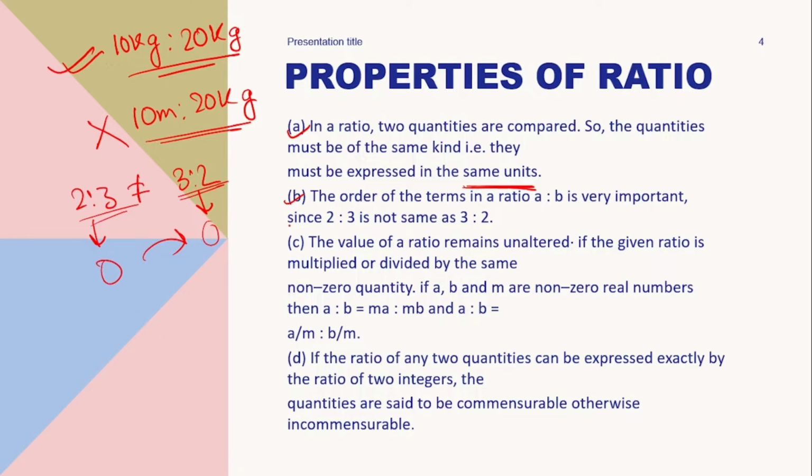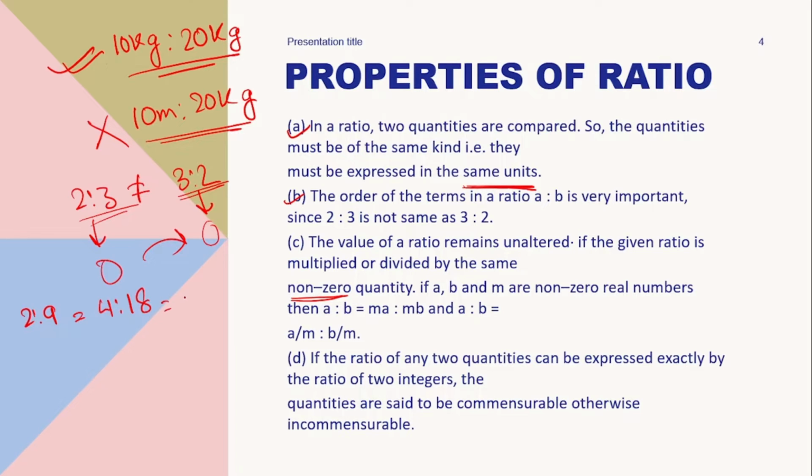Mind it. Then point C says that the value of a ratio remains unaltered if the given ratio is multiplied or divided by the same non-zero quantity. Mind it, this is a non-zero quantity. If a and m are non-zero real numbers, then a is to b equals ma is to mb, and a is to b equals a by m is to b by m. I think you know that 2 is to 9 can also be written as 4 is to 18.